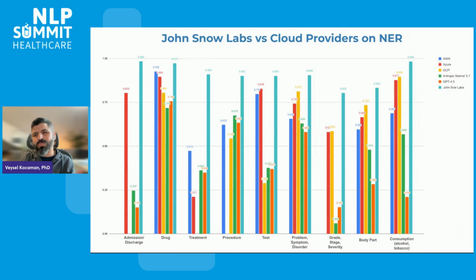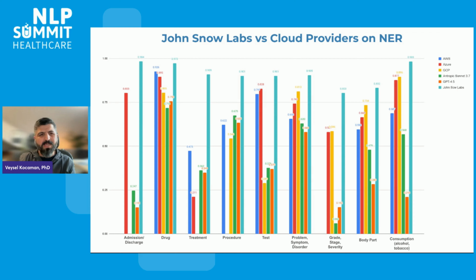Then we compared our solution against Azure, AWS, GCP, as well as GPT 4.5, which is the latest model by OpenAI, and Anthropic Sonnet 3.7, which is again the latest best model provided by Anthropic. So we picked around nine entities to evaluate these models based on their popularity in clinical text. We wanted more general terms rather than more granular terms. And then we annotated them via in-house annotators, physicians, and wanted to test our models against these entities.